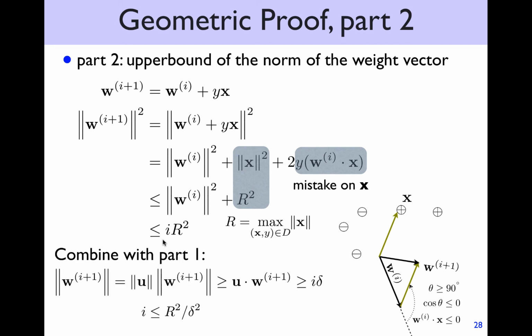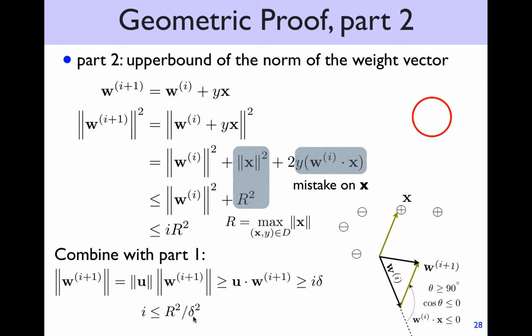Now we already had from part 1 a lower bound of the norm, without a square, by the way, that is I delta. And if we square it, the square norm of the weight vector after I updates is at least I squared delta squared, right? And then you can show that I is less than r squared over delta squared. Okay, that's the end of the proof. The number of updates is at most r squared over delta squared. That is radius squared over margin squared.